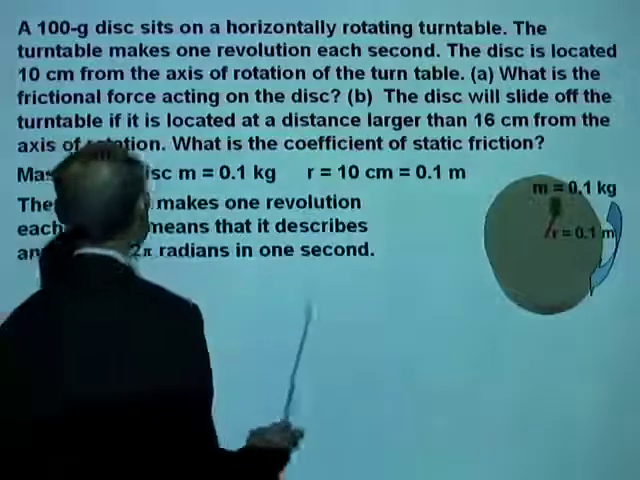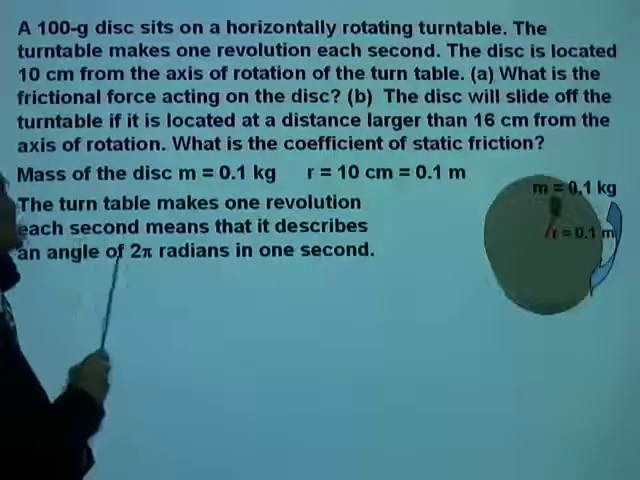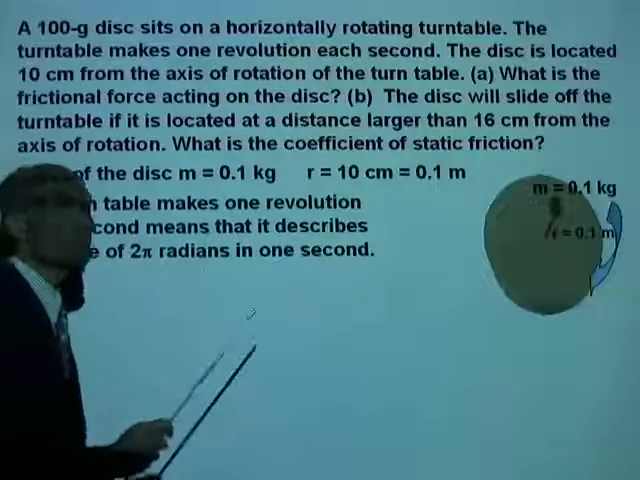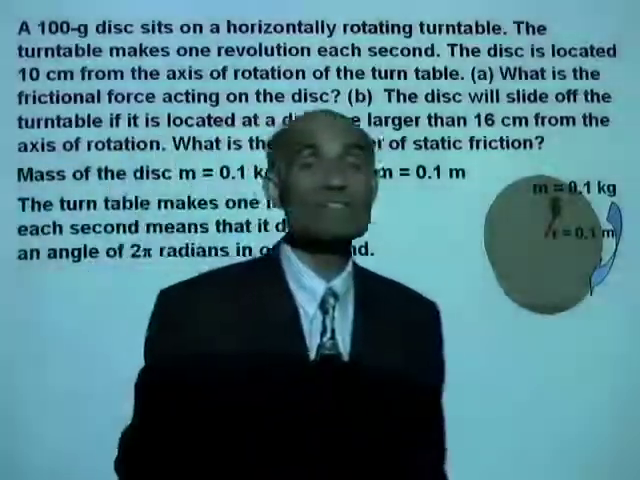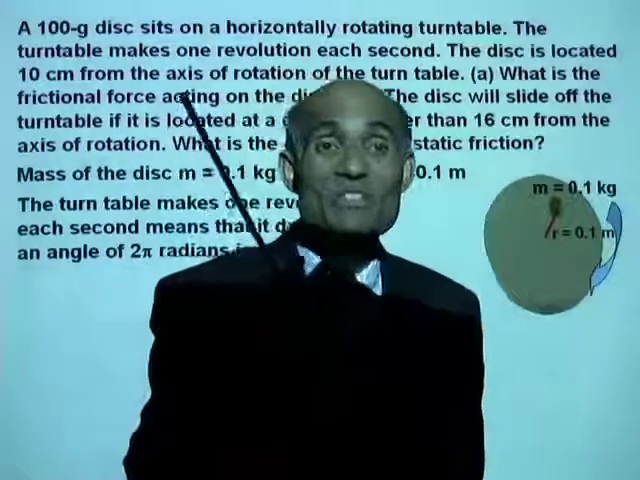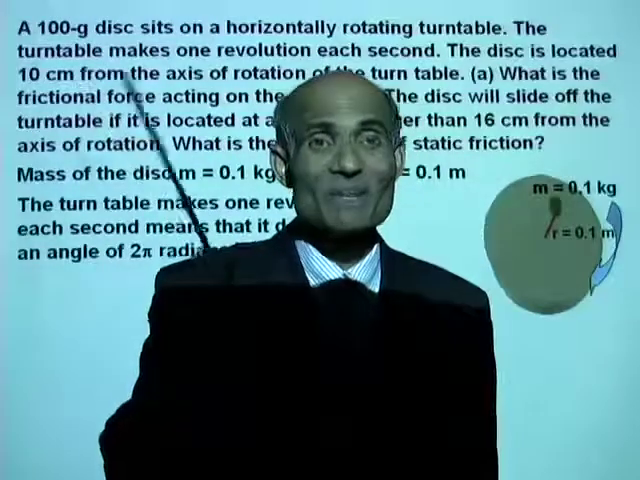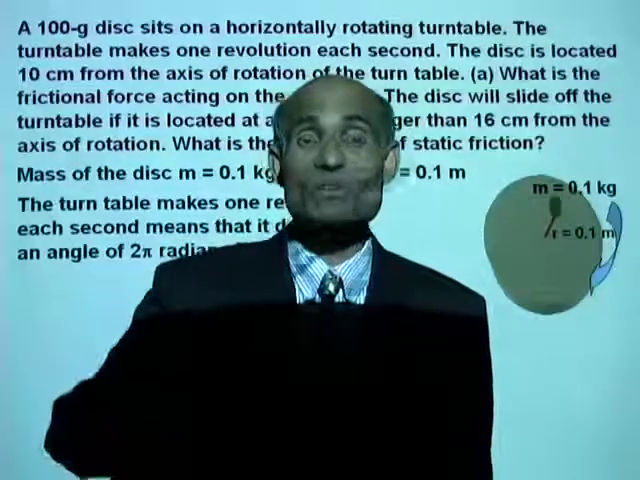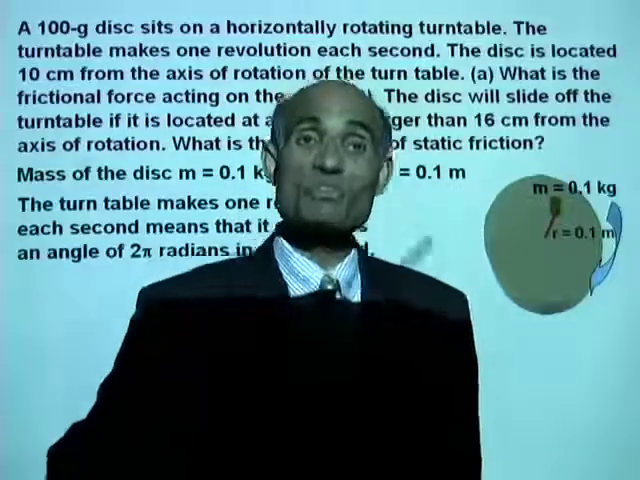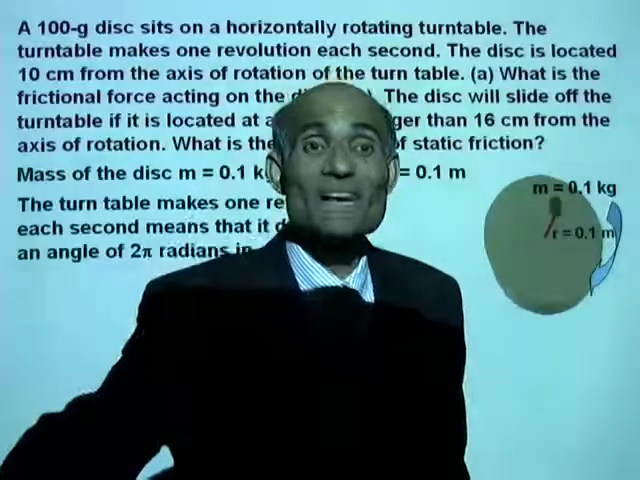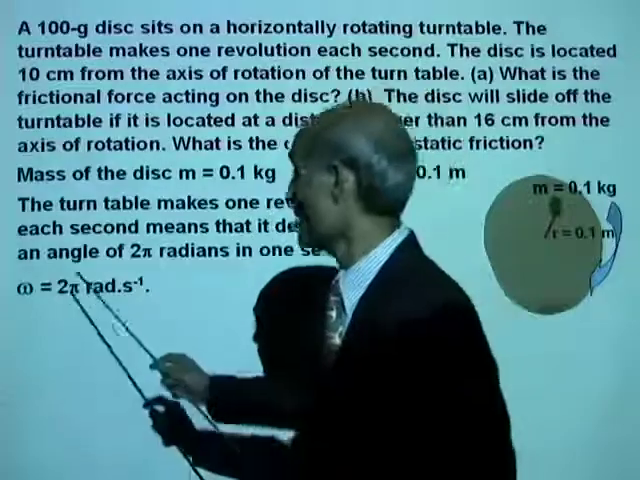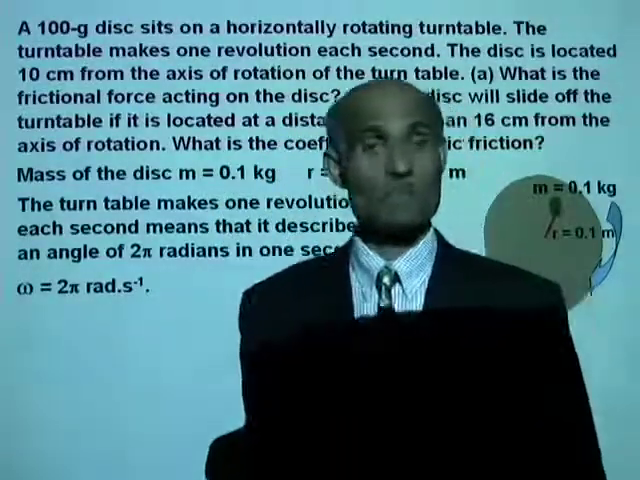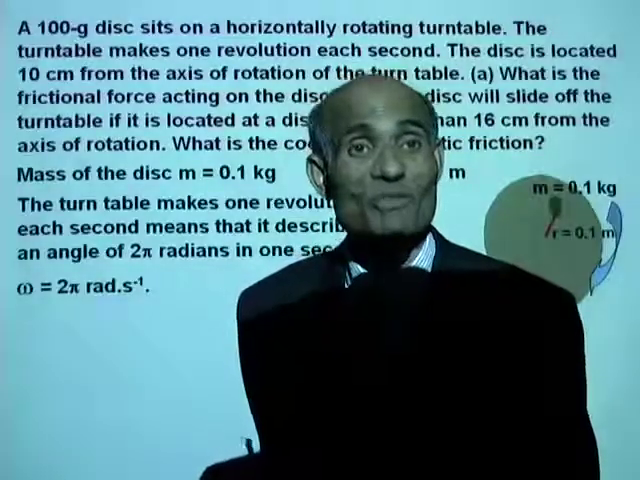So the turntable makes 1 revolution each second, which means that it describes an angle of 2 pi radians in 1 second. That is the angular velocity. Is that right? 1 revolution in 1 second is 2 pi radians per second. So omega equal to 2 pi radians per second. Can you calculate the centripetal force?